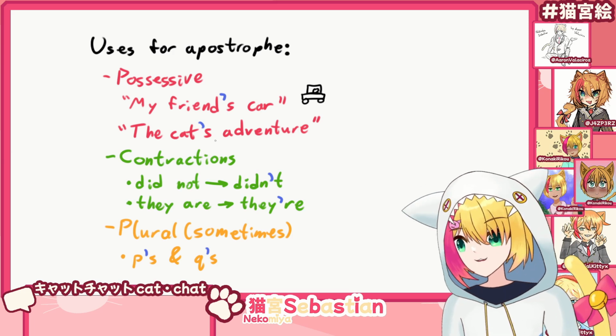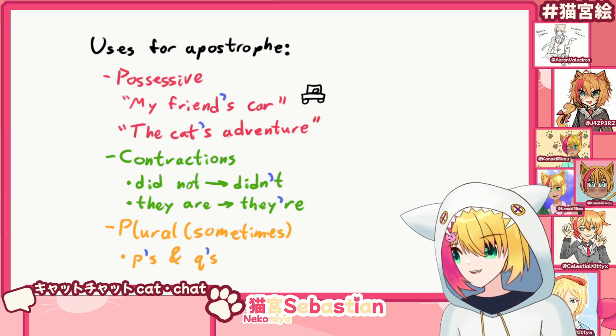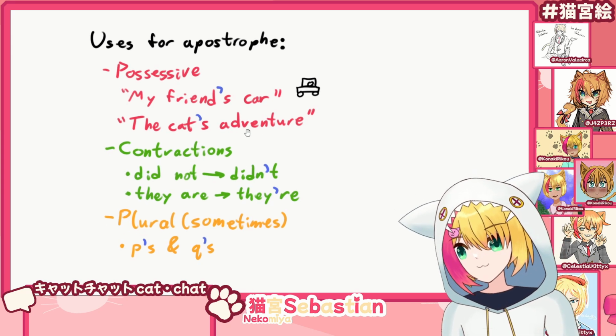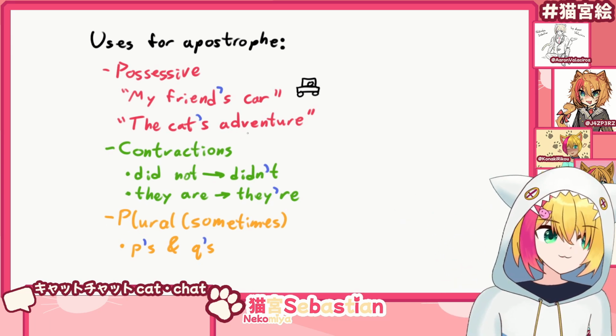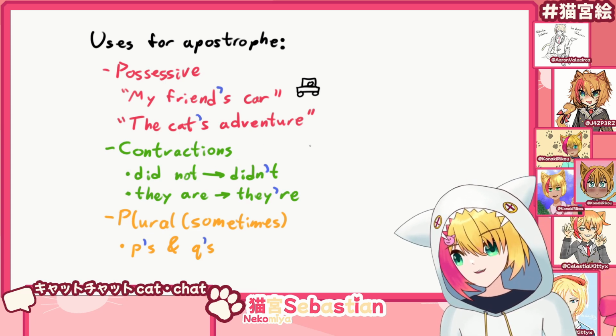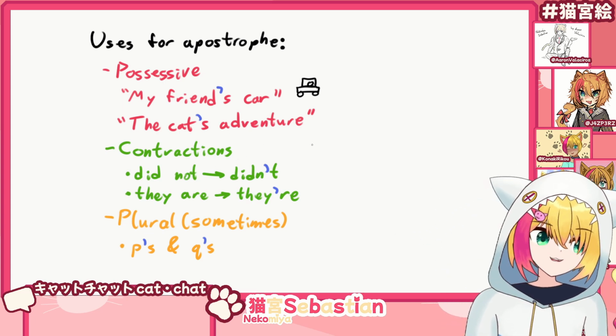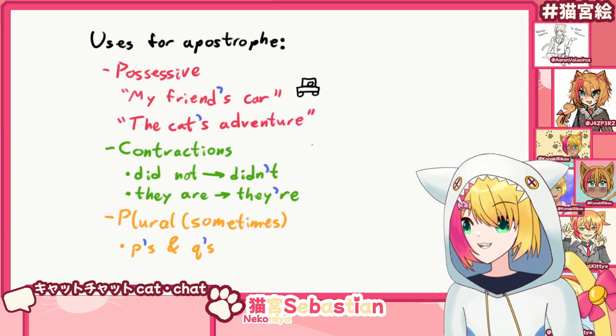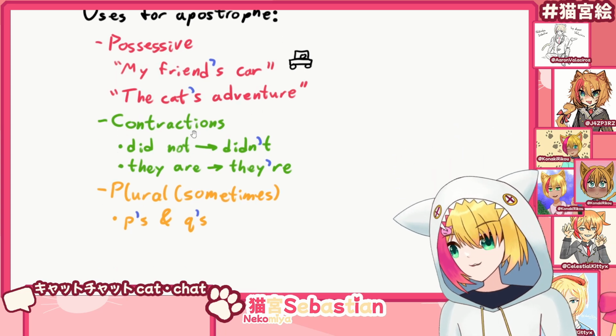Another example, the cat's adventure. Whose adventure is it? The cat's. There's not many cats, there's just one cat. It's their adventure, all on their own. So that's the possessive form, when somebody possesses a thing. Next one is contractions. So that is when you shorten two words into a single word for clarity or ease or quickness of speaking.